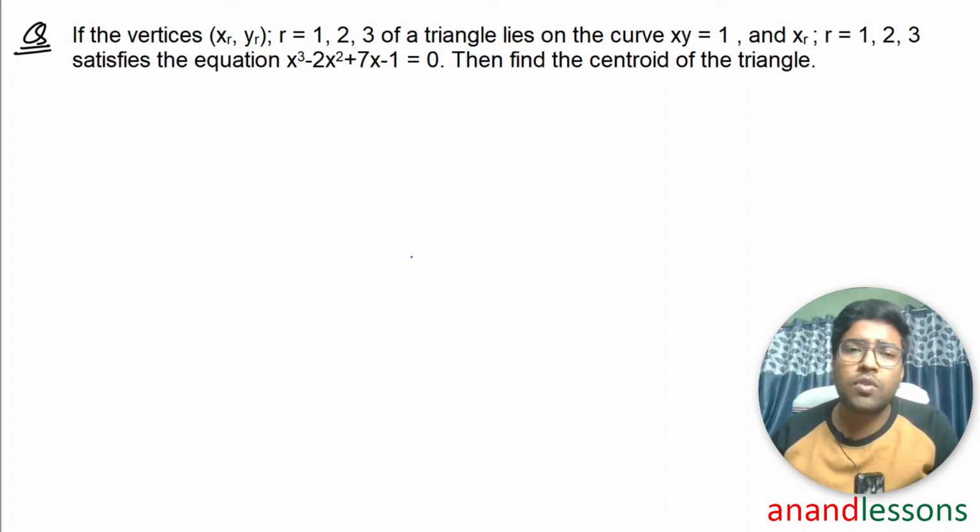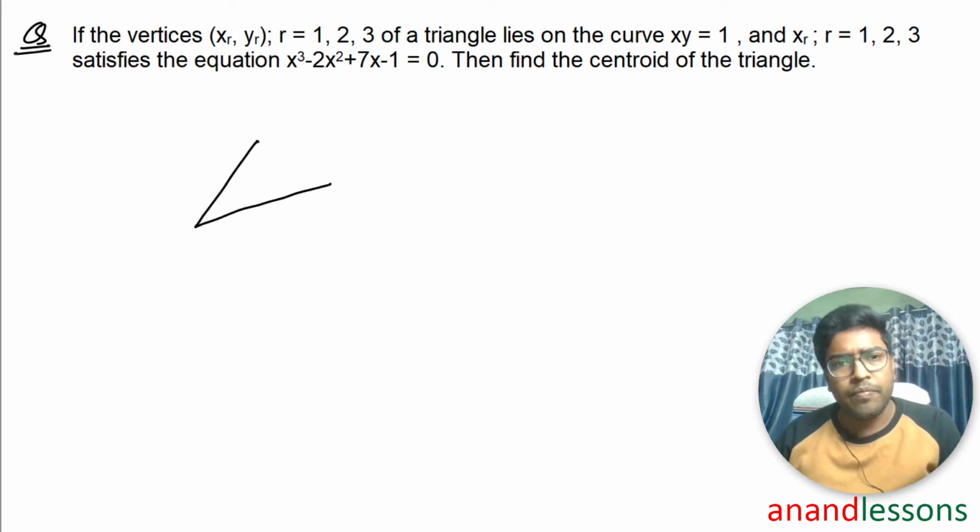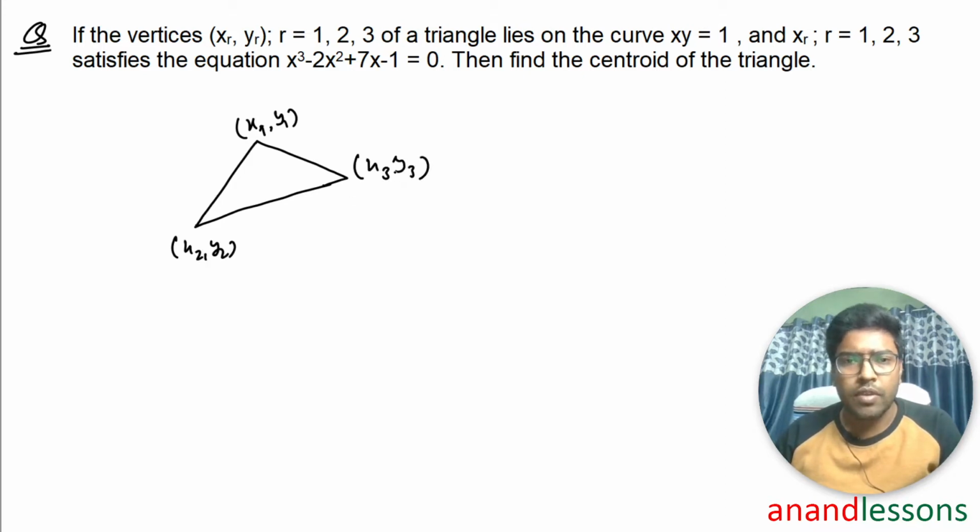So technically our question is saying that we have a triangle. Suppose we have this triangle, and the vertices of this triangle are (x1, y1), (x2, y2) and (x3, y3). As the question is saying, r varies over 1, 2 and 3, so these may be the vertices of that triangle.